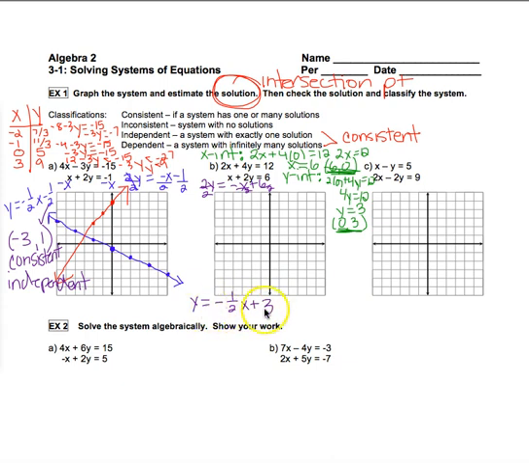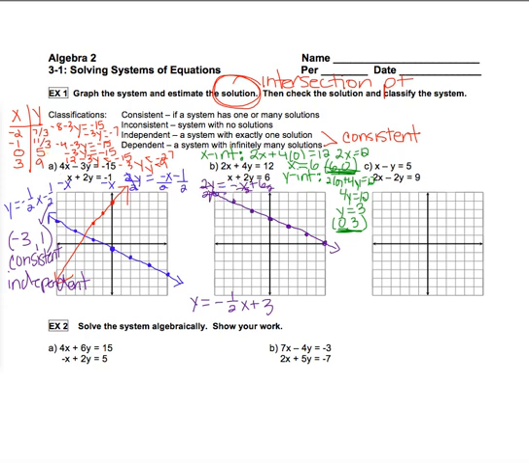So I'm going to graph the purple one here, y-intercept at 3, slope of negative 1/2, so down 1, right 2, down 1, right 2, or up 1, left 2, up 1, left 2. So here's that top line.